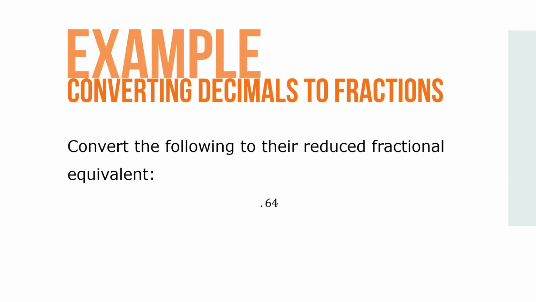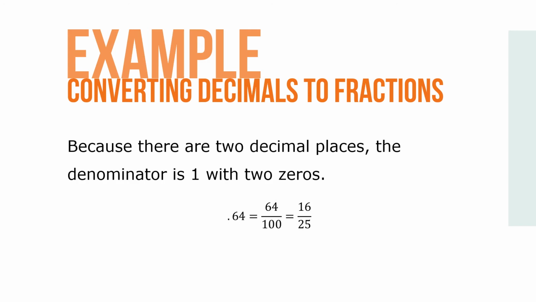Convert the following numbers to their reduced fractional equivalent to test these steps out. 0.64. Let's take a look. Because there are two decimal places, the denominator is 1 with 2 zeros. So 0.64 is 64 over 100, or reduced to 16 over 25.